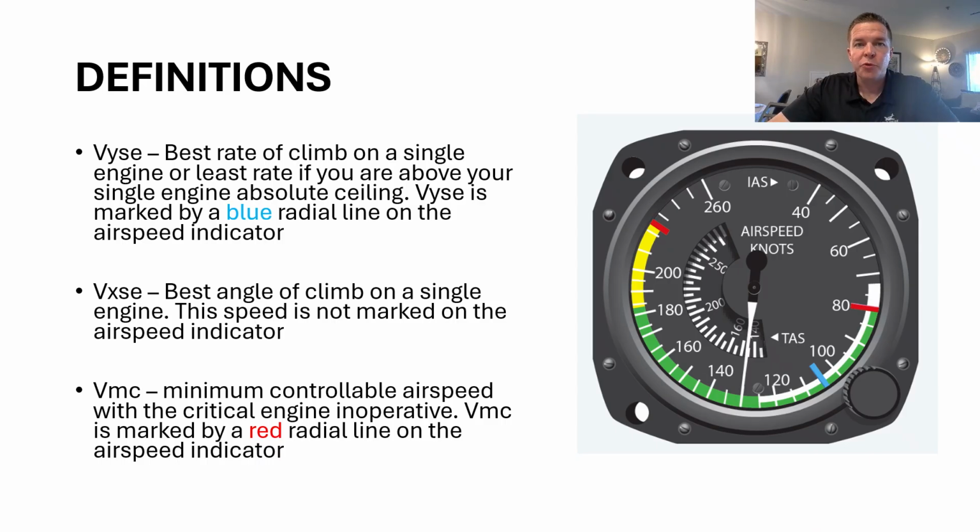And last, we have VMC. That is our minimum controllable airspeed with the critical engine inoperative. It is marked by a red radial line on the airspeed indicator, and we will go way more in depth into that speed in a different video.